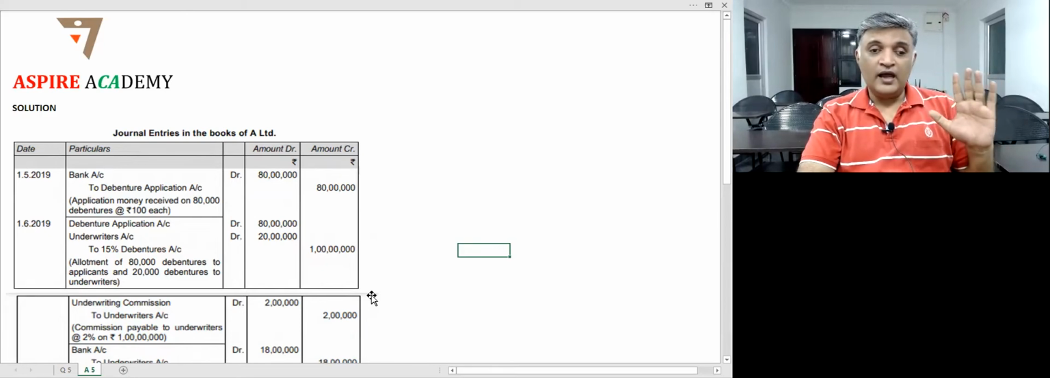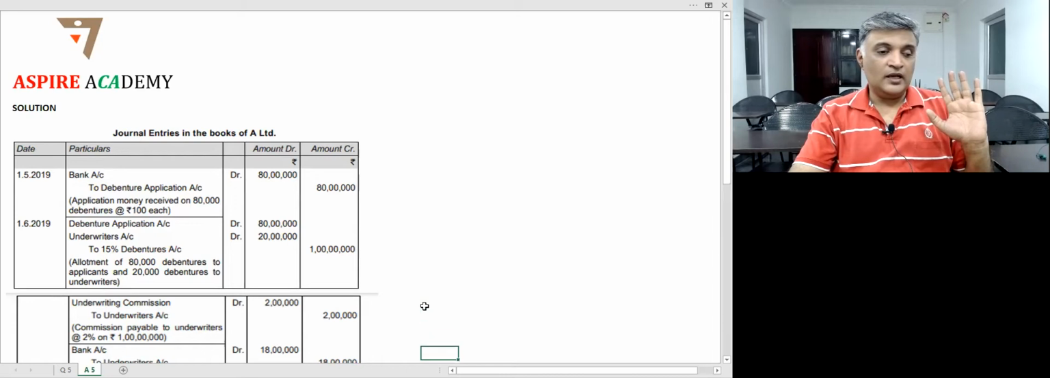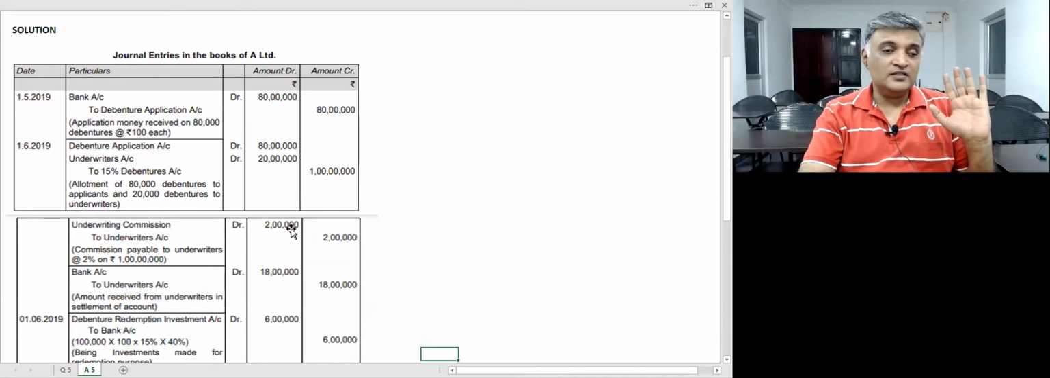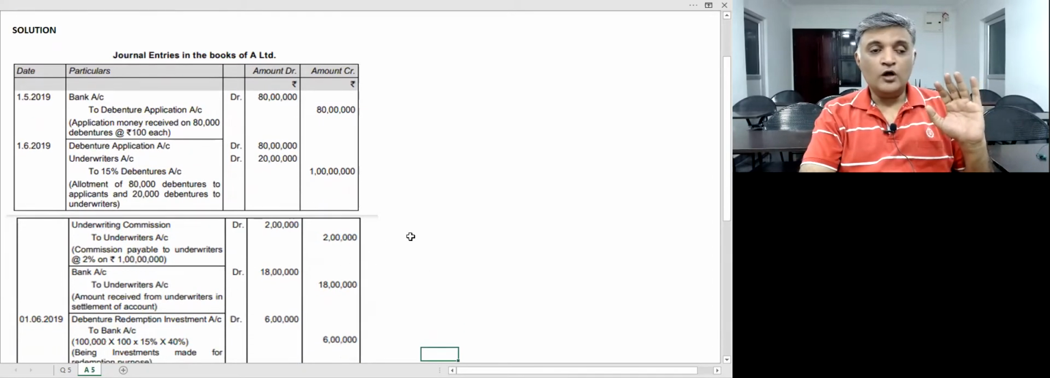It is only for the act of guarantee that we are giving the commission to them, right? So the entry is underwriting commission to underwriter. Underwriting commission is an expenditure to us, so we debit the underwriting commission, and the due credit has to be given to the underwriter's account. So underwriting commission to underwriter. How do we calculate this? The amount is 2 lakhs. How did we calculate this?